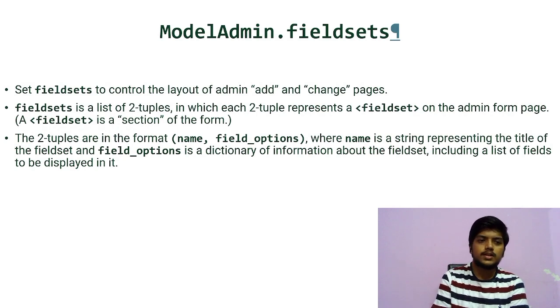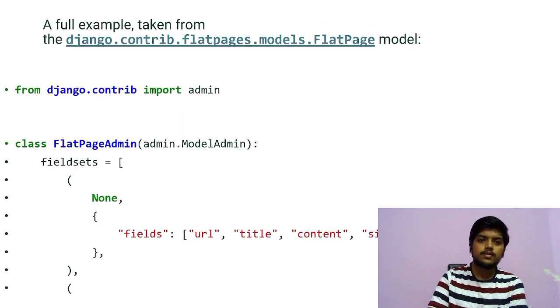ModelAdmin.fieldsets: set fieldsets to control the layout of admin add and change pages. Fieldsets is a list of two-tuples, in which each two-tuple represents a fieldset on the admin form page. A fieldset is a two-tuple in the format (name, field_options), where name is a string representing the title of the fieldset and field_options is a dictionary of information about the fieldset, including a list of fields to be displayed in it.